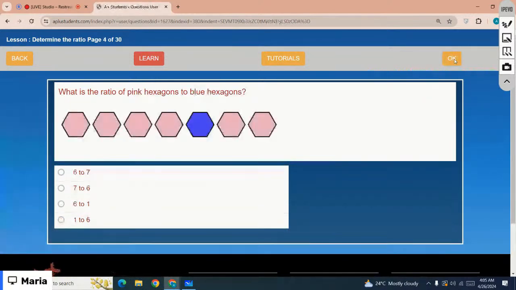What is the ratio of pink hexagons to blue hexagon, which is the correct option? The correct option is 6 to 1. You have 6 pink hexagons and 1 blue, so the correct option is 6 to 1.